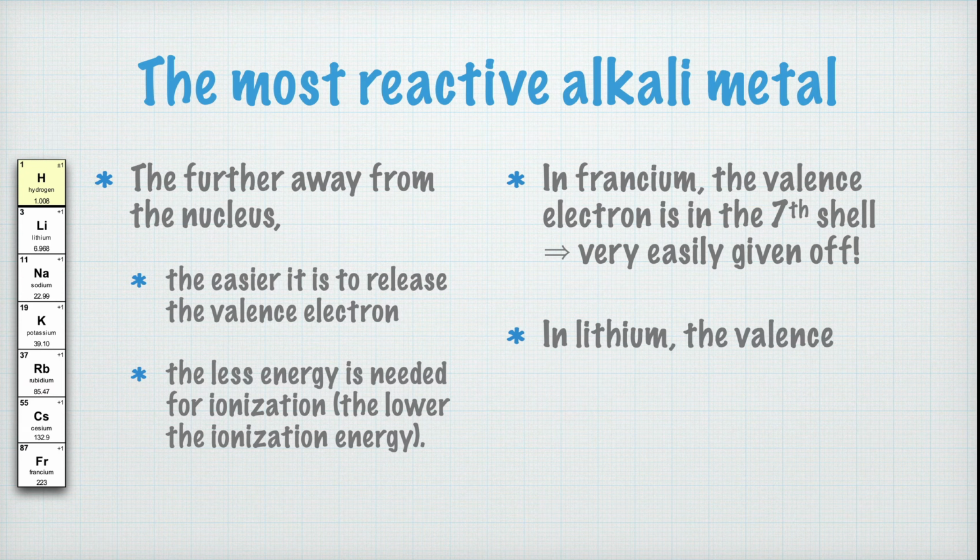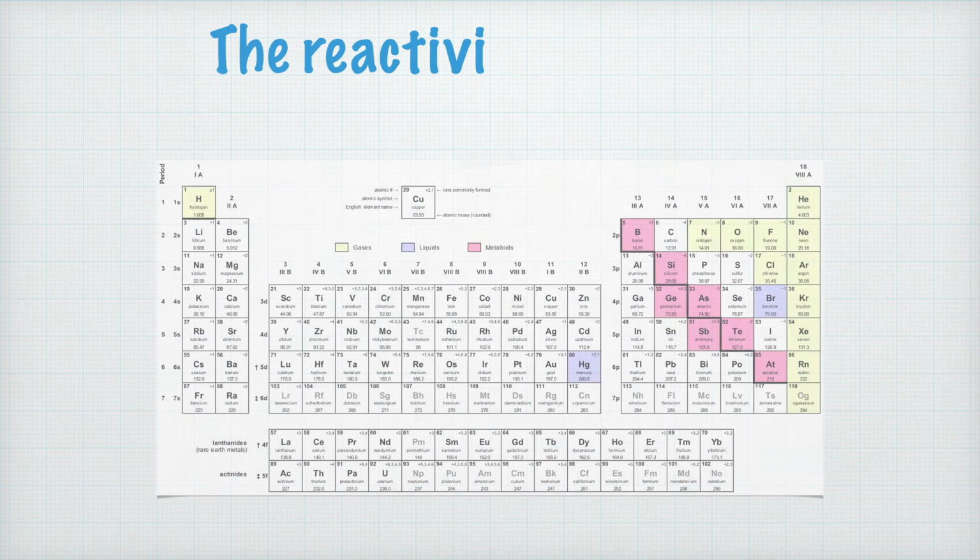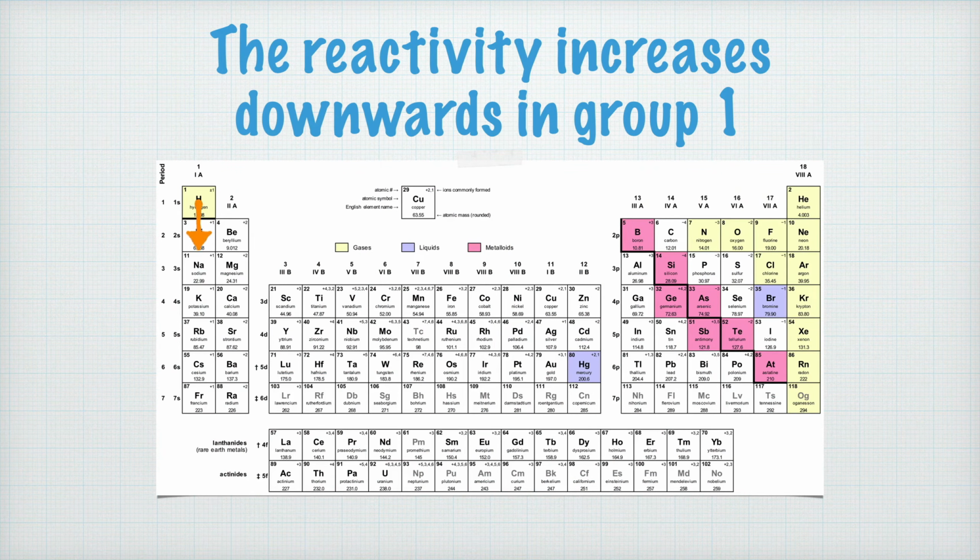In lithium, the valence electron is in the second shell, which makes it a little bit more difficult to oxidize. Thus, lithium is not at all as reactive as francium. This leads us to the conclusion that the reactivity increases as we move downwards in group 1.